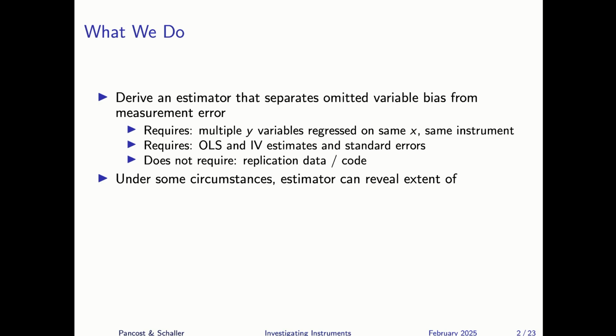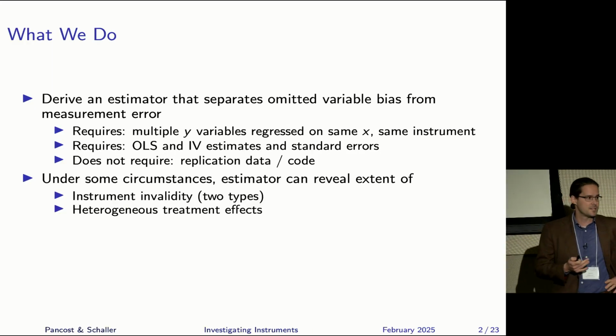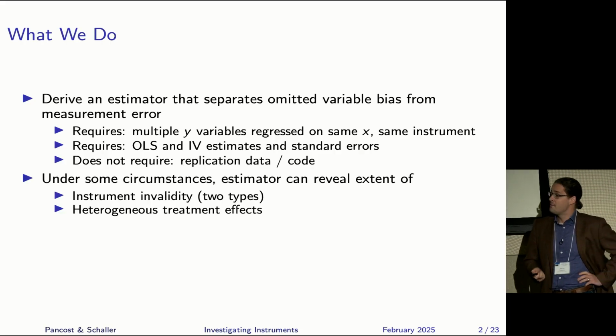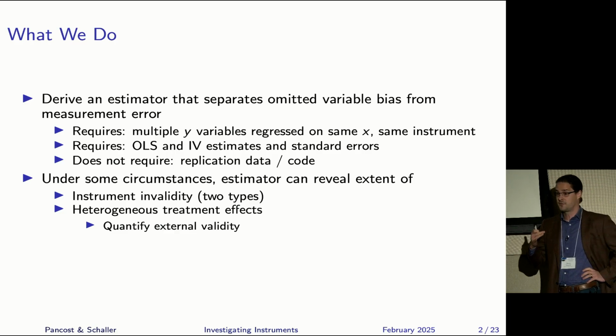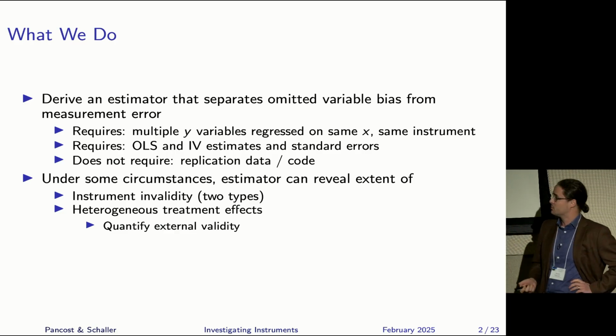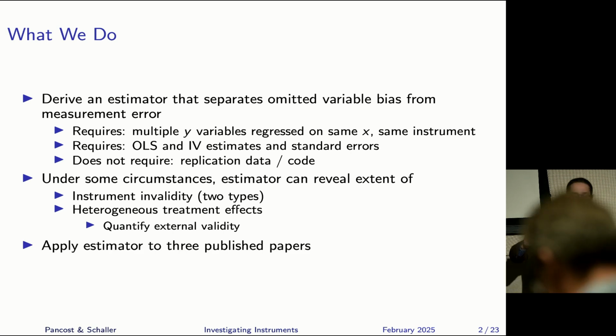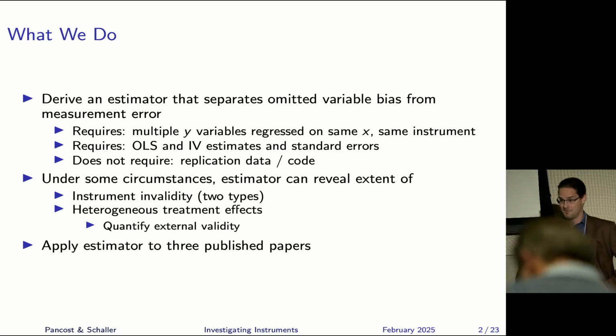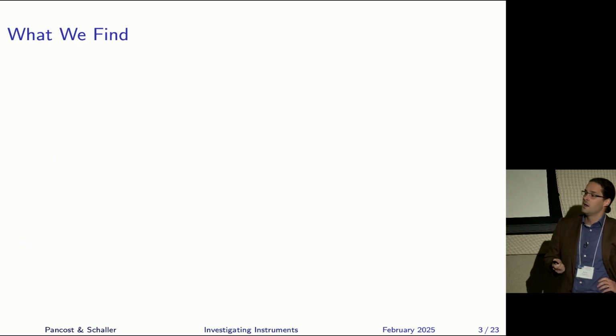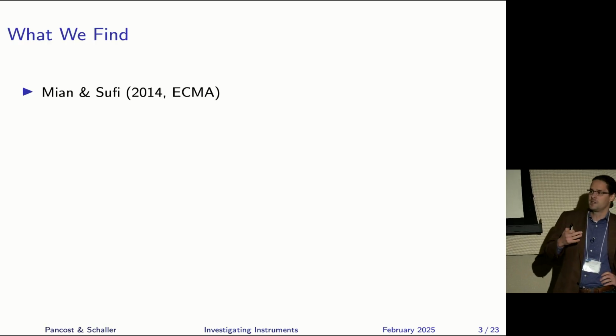Now, under some circumstances, with some additional assumptions, our estimator can also tell you the extent of instrument invalidity. Okay, I'm going to talk about two types of invalidity. One type you're probably familiar with, one type you're probably not familiar with. It can detect both. And it can also tell you the importance of heterogeneous treatment effects. Okay? But what I mean by that is it can actually quantify the external validity of your instrument if there are heterogeneous treatment effects, which I think is a first-order question if you really believe heterogeneity is a problem. Okay? And then we're going to apply our estimator to 3 published papers, and I'll show you what it can do. You can apply it to your own paper right now if you have enough regressions. Okay, what we find. Our first target is the Mian and Sufi 2014 Econometrica paper.